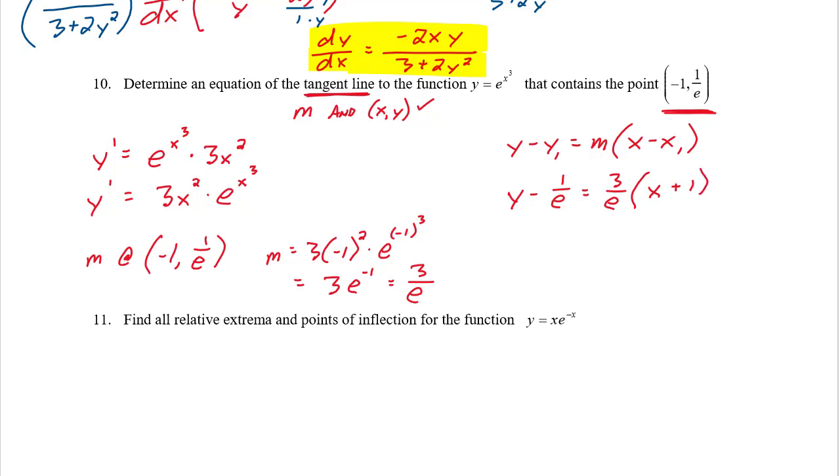So if I go ahead and try and get this into slope-intercept form, I would add the 1 over e over, and distribute that 3 over e through, so that would give me y is equivalent to 3 over e times x, and that would be a 3 over e times 1 plus another 1 over e, so that would be a total of positive 4 over e, since those actually had a common denominator, which was convenient. And that would be the equation of my tangent line that passes through that point.